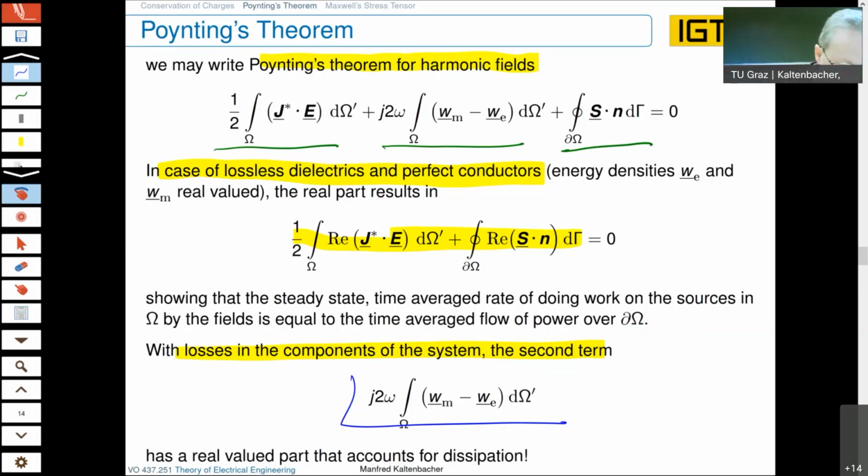It is then clear that when we have dissipation, our energy densities will have an imaginary part, and therefore we have to take this term here of the magnetic and electric energy into account. Otherwise, since at the end we always take the real part, they will cancel out, which is coming due to this scaling with a pure imaginary value, which is j 2 times omega.